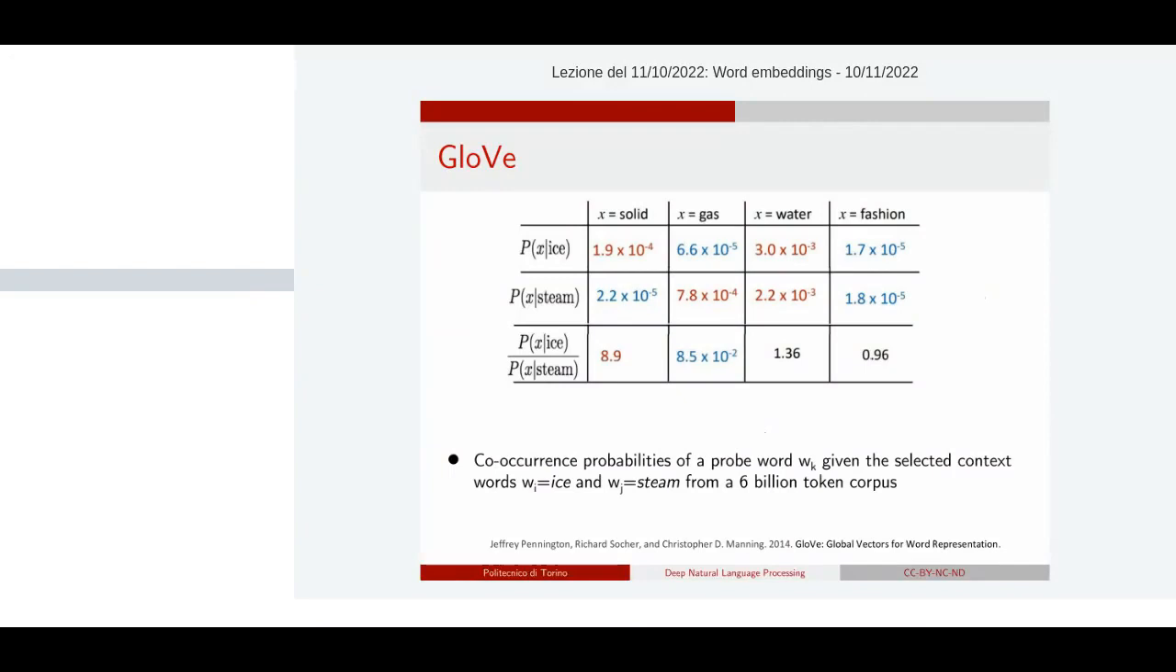The idea is not to use simple frequencies because they could be misleading. They have shown this in the paper with a simple example. Here you have a probed word, and you count the co-occurrence probabilities of that probed word given a selected context. The words are the contextual words. So you compute the conditional probabilities of the word given a contextual word. There are words that are not related at all to the context. For example, fashion is not related to ice, steam, whereas solid and gas are actually correlated.